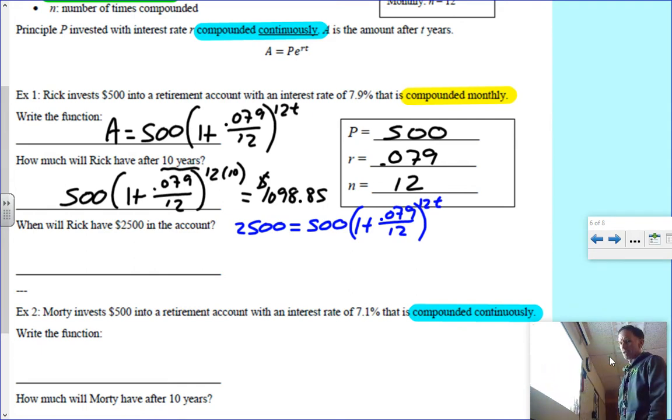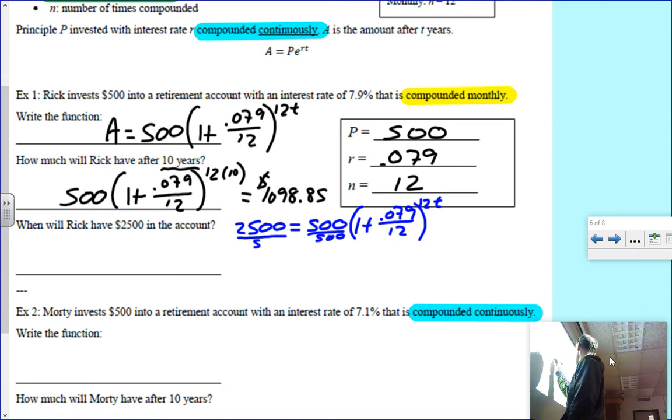So we know how to solve that, right? So we want to isolate the exponential part. So we're going to divide both sides by 500. And in this case, that's pretty easy to simplify. So I know 2,500 divided by 500 is just 5. So I'm going to write this as 5 equals all of that.